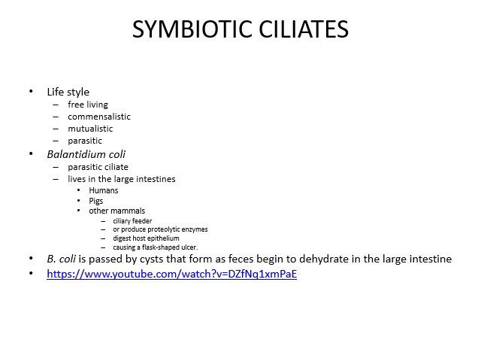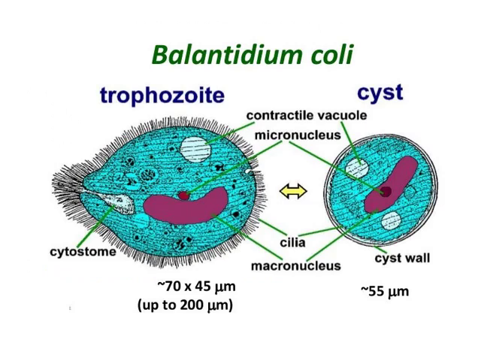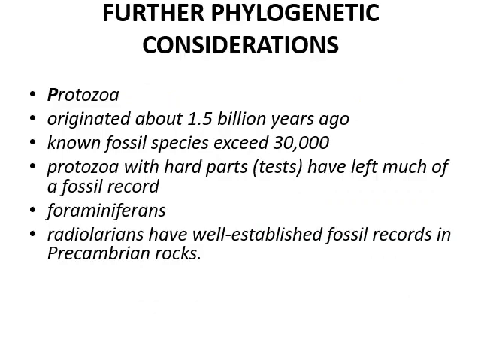Balantidium coli is an example, a parasitic ciliate that lives in the large intestine of humans, pigs and other mammals. Basically they are histolytic feeders and produce proteolytic enzymes that digest the host epithelium, causing flask-shaped ulcers. Balantidium coli is passed as a cyst in feces, and it begins to hydrate in the large intestine. It is transferred through feces. Here is a link for Balantidium coli. Then Balantidium coli, the trophozoite, cyst, contractile vacuole and micronucleus are shown.